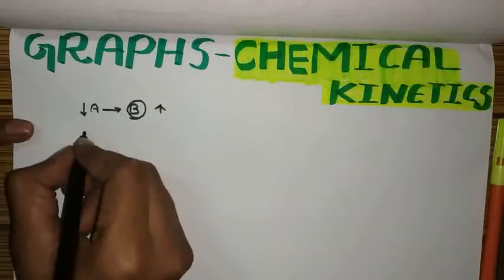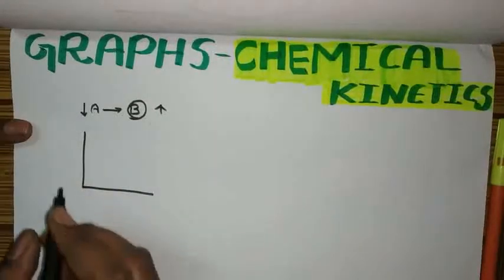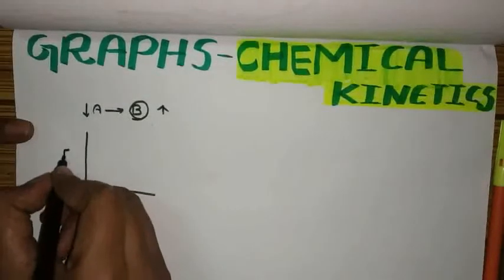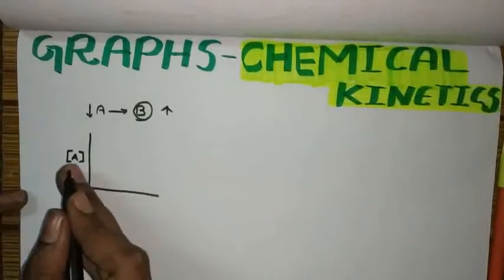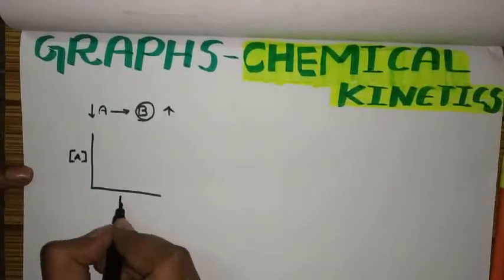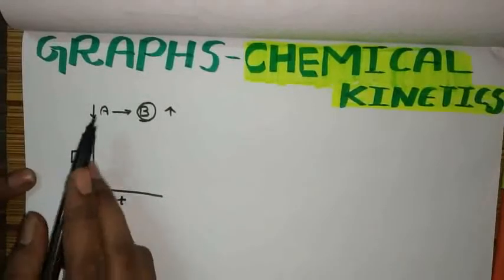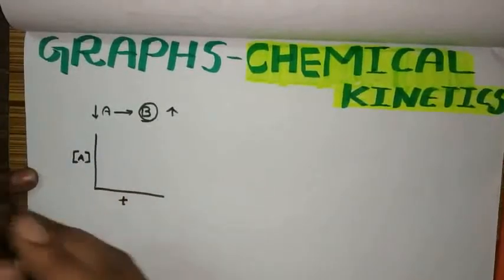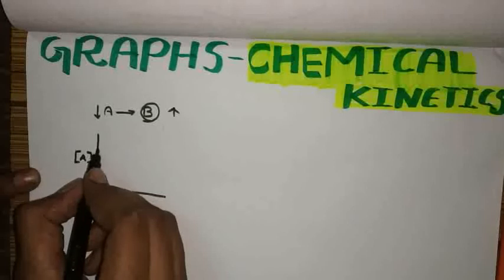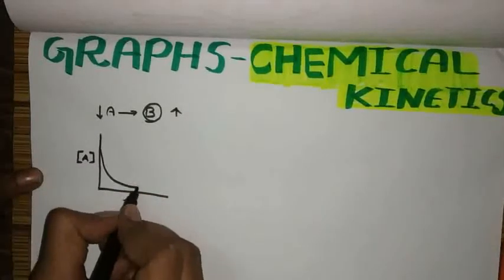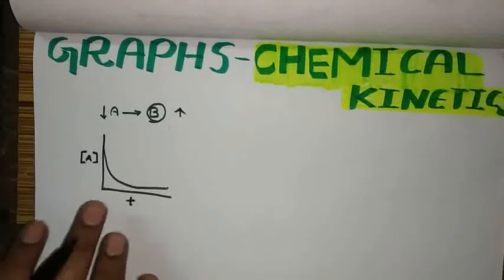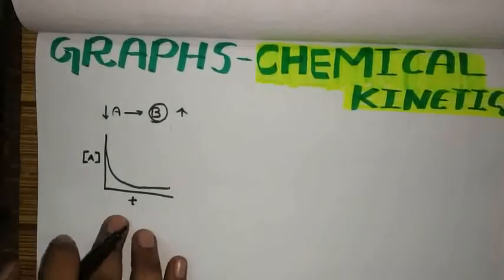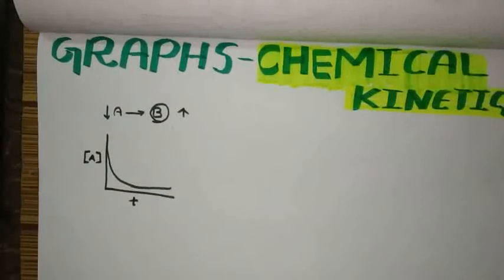That is, first take concentration of A. Concentration of A, I mean to say concentration of reactants. With respect to time, what happened? This reactant concentration will decrease, but it will not become zero. Why? Because it will be in equilibrium with the concentration of product.